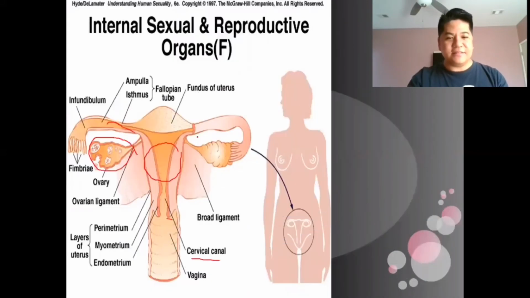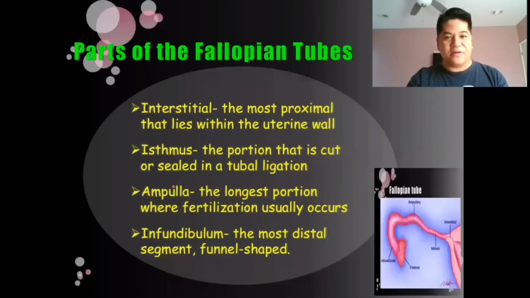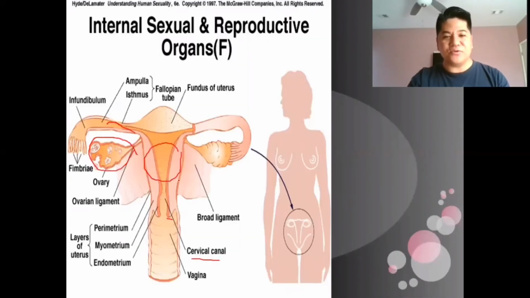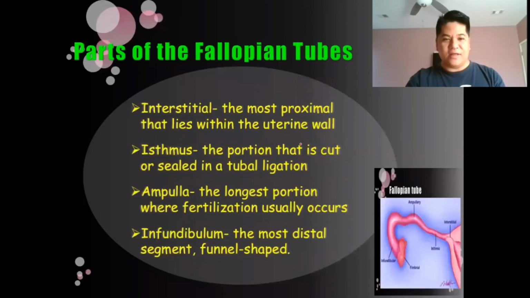Okay, next is your fallopian tube. Parts of the fallopian tubes are these. It has 4 parts, which is your interstitial here, the proximal part near to your uterus. That's the interstitial. We also have the isthmus. The isthmic part is cut during bilateral tubal ligation. So from here, the egg cell will not go through or be fertilized anymore.